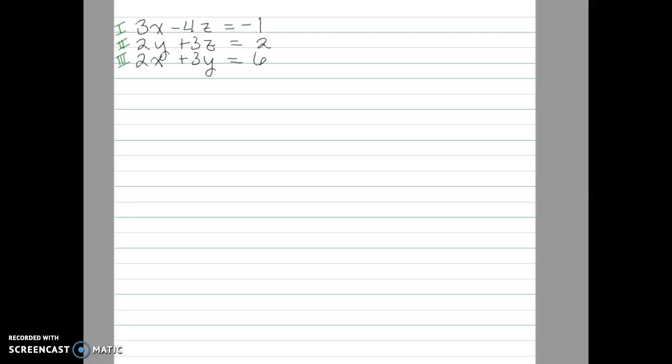And remember here, my goal is to eliminate one of the variables in two equations and then take another pair and eliminate the variables in those two equations. Here, all three equations have only two variables in them, so it looks slightly different than the last example. So I'm going to proceed by taking the first and the second equation, and since both of those have z in them, I'm going to eliminate the z.